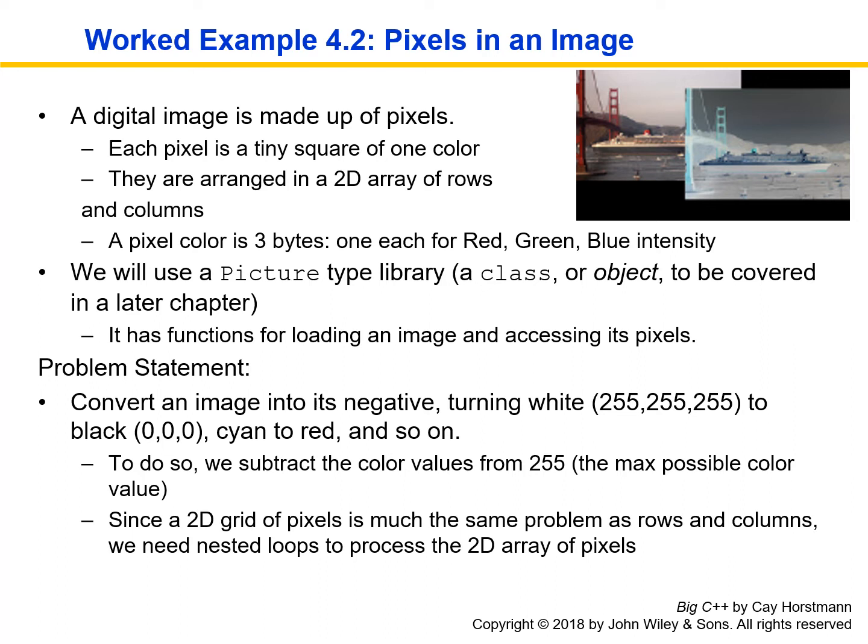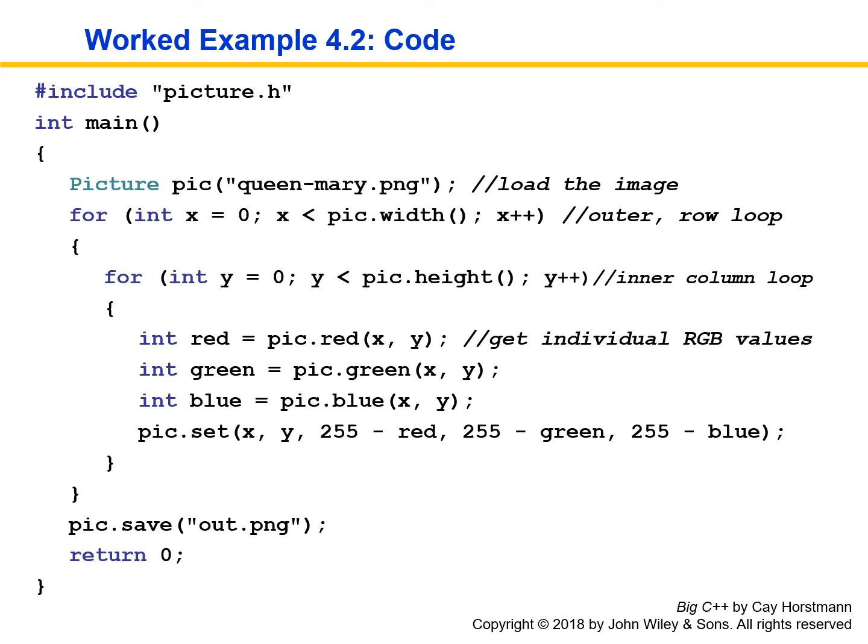Another example is image processing. Each digital image, as you may know, is made up of tiny squares of color called pixels that are arranged in rows and columns. So just as with printing a table of values by rows and columns, we can do image processing by rows and columns. And so here, once again, you have an outer loop that handles x from 0 to width, and then you have an inner loop that handles y from 0 to height.